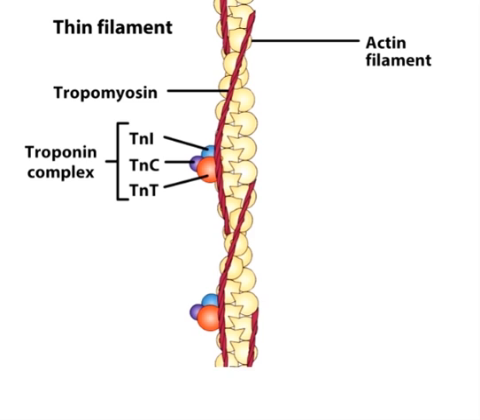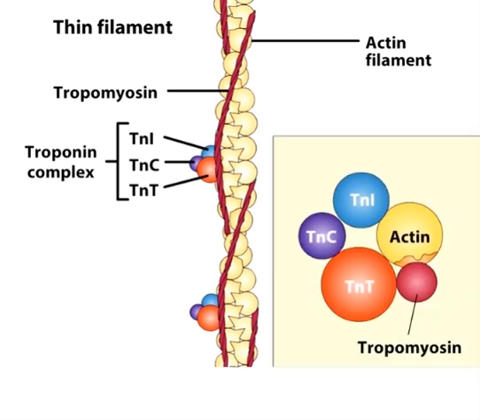Three polypeptides in a complex called troponin associate with actin and tropomyosin. Troponin, tropomyosin, and actin constitute the thin filament. Troponin can move tropomyosin and unblock the myosin binding sites. A cross-section shows how troponin and tropomyosin associate around actin and block the binding of a myosin head.